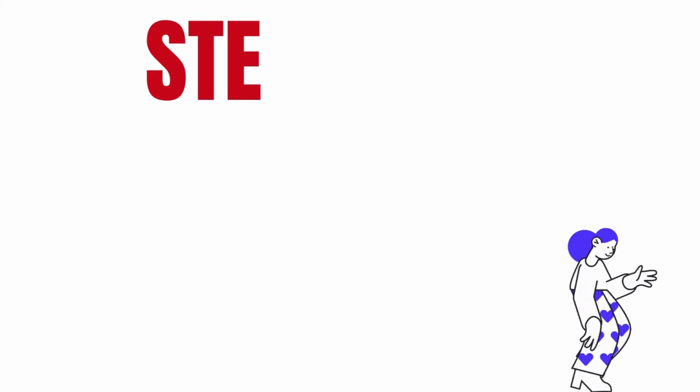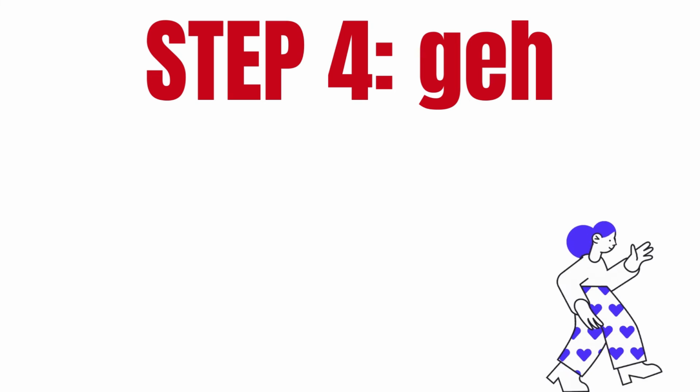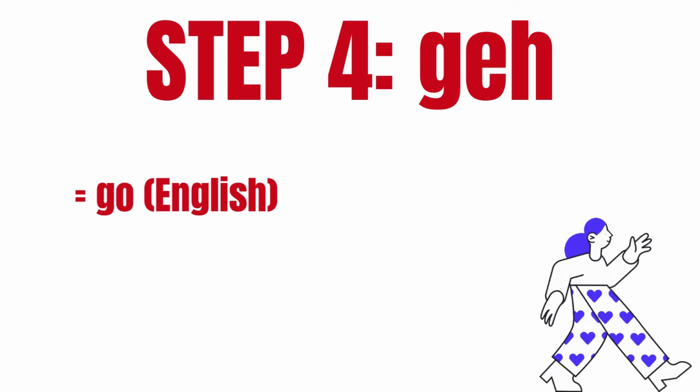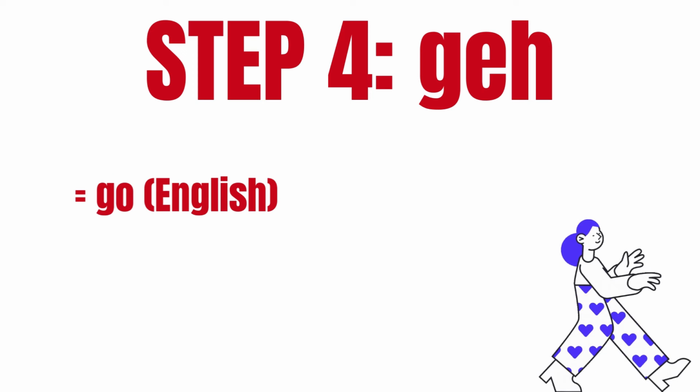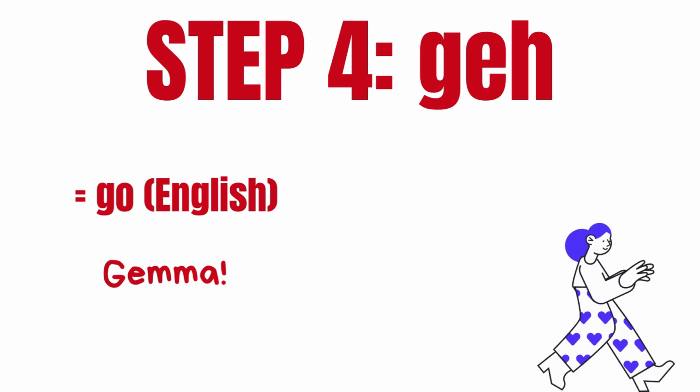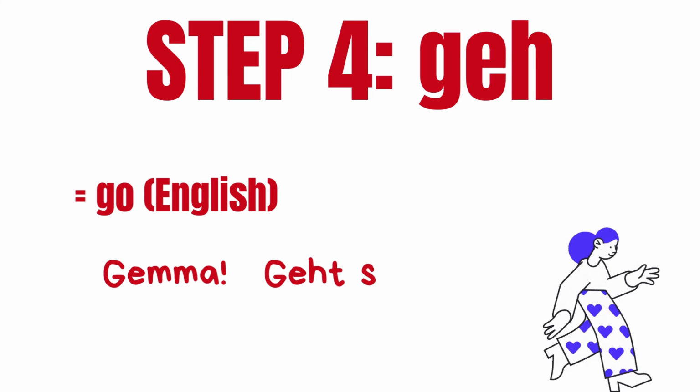Now let's go to our fourth step. Here we just add a G. G means go in English. And you also find it in the word gehen, like let's go, vamos, or ghecho, it's alright, geh.